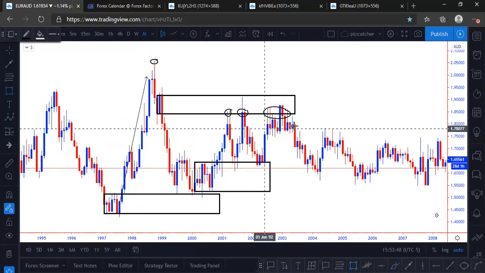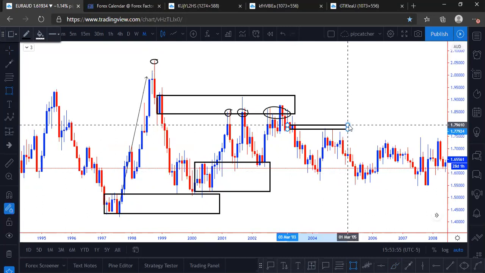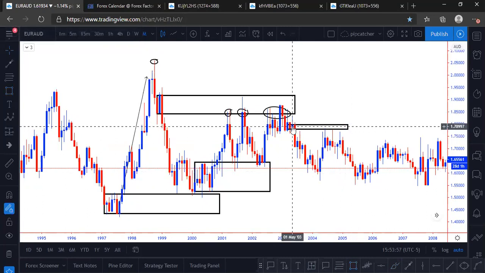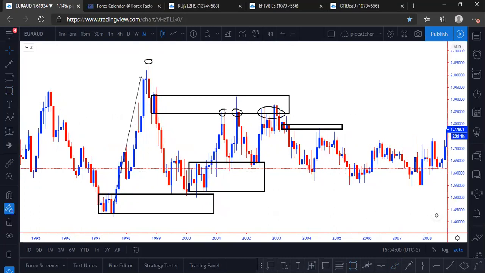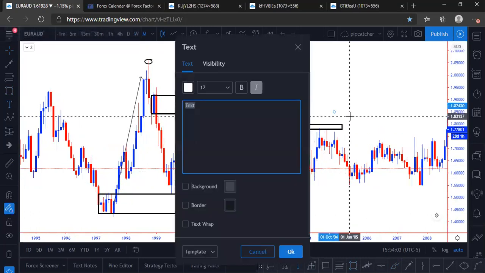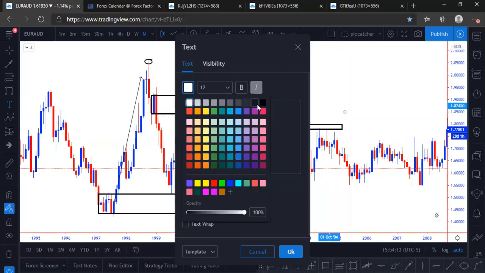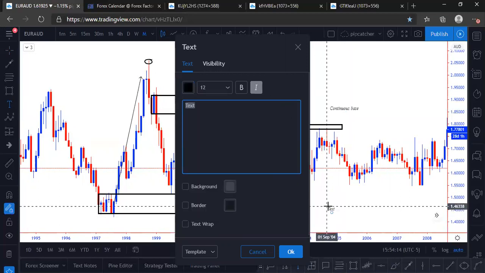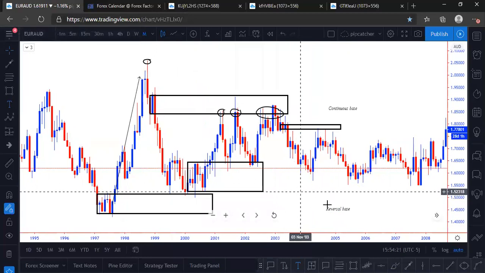So where is the base in this structure from that impulse? It's right there, okay? And that would be our continuous base. And we have a reversal base down here.